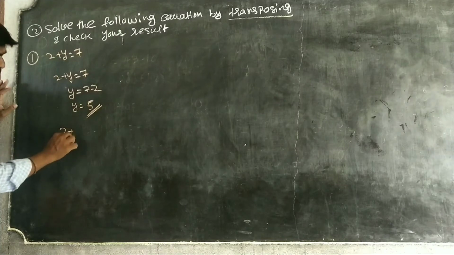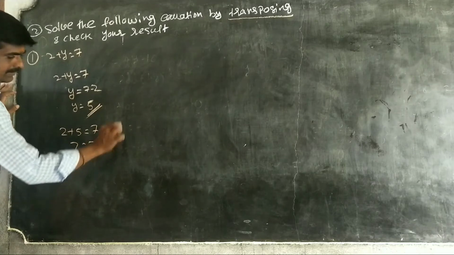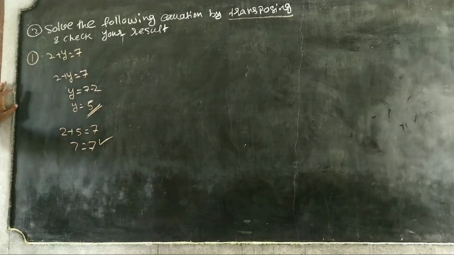That is equal to 2 plus 5, which is equal to 7. 7 is equal to 7. This is our answer. Okay.